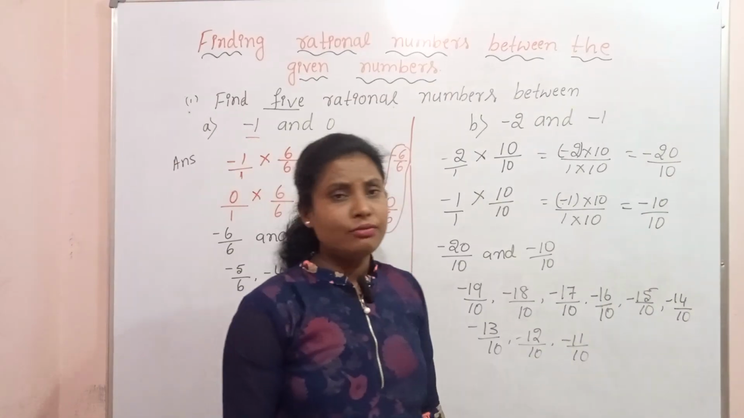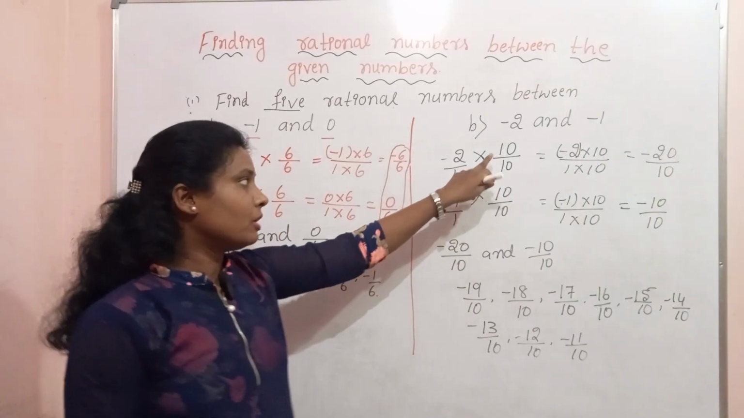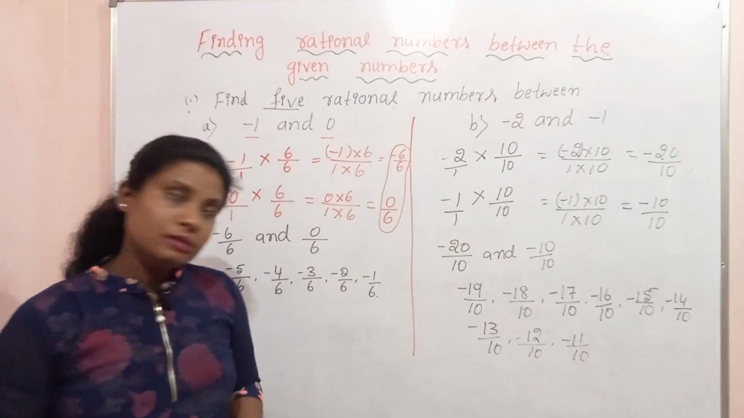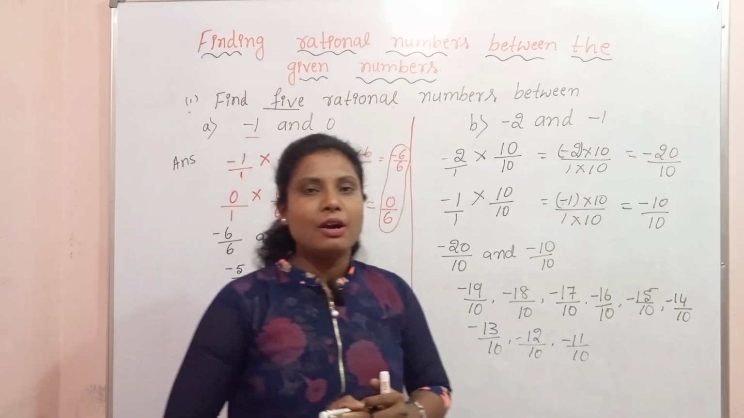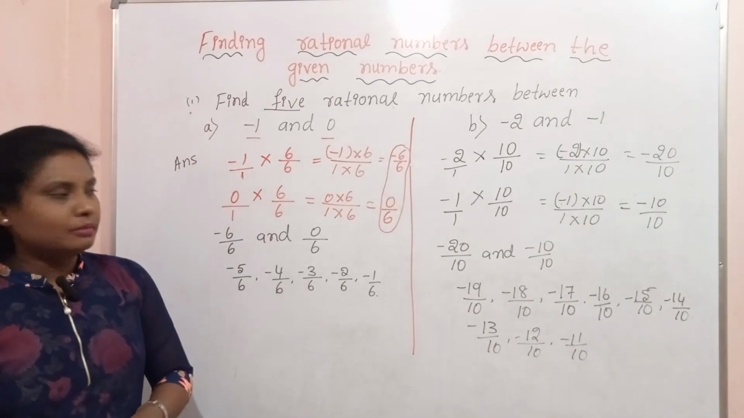They were asking for 5, so 5 numbers is enough. If you want, you can change the numbers here and you will get more than 5 rational numbers. So this is the way we have to find out the rational numbers between the given numbers.